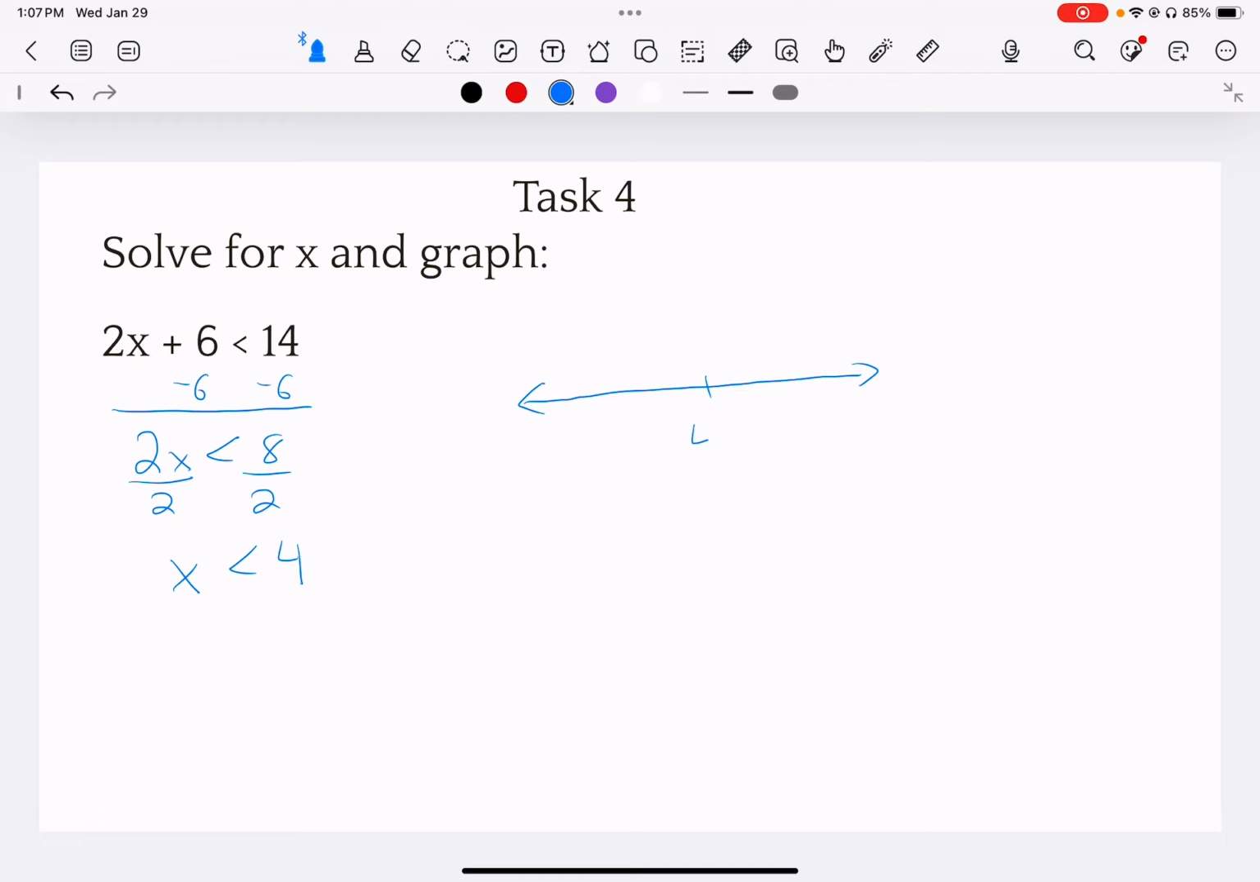Now I'm going to have 4 in the middle on my number line, 5 and 6, 3 and 2. It's an open circle because it's only less than, and since it's less than, I'm going to shade to the left.